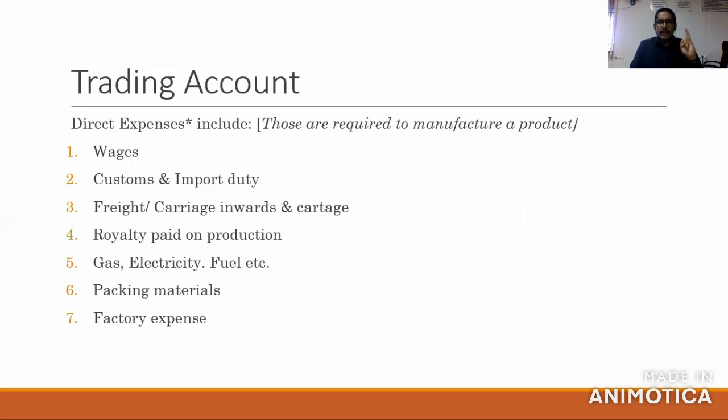There are two types of carriage. One is carriage inward and another one is carriage outwards. There is only one difference. Carriage inwards means the trucks bringing in the production requirements, all the raw materials. And carriage outward means those are the products or finished products taken from the factory to the sales point. So carriage inward is a direct expense and carriage outward is indirect expense. So these are some of the direct expenses which can be included in trading account.